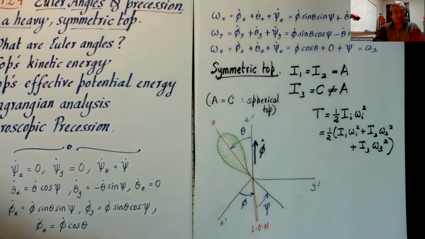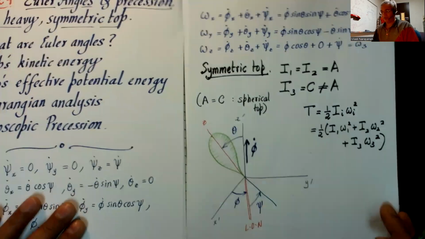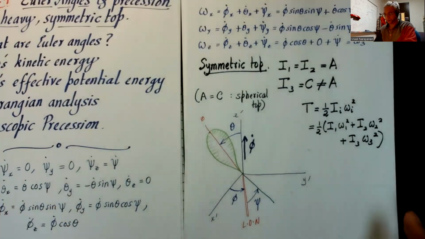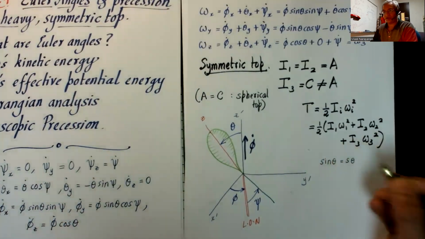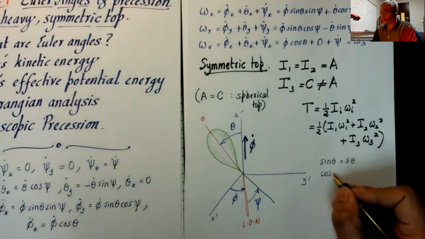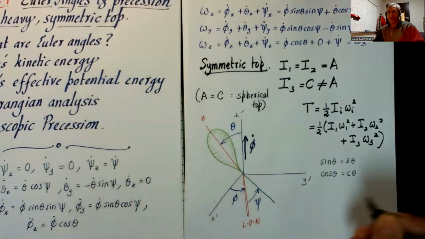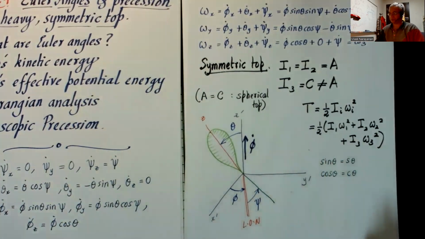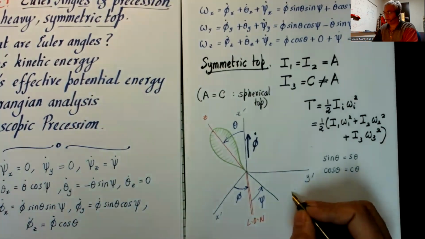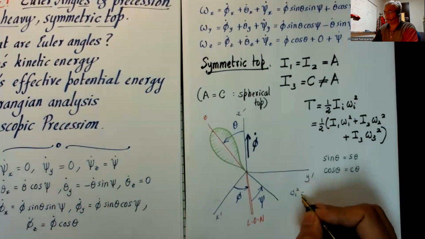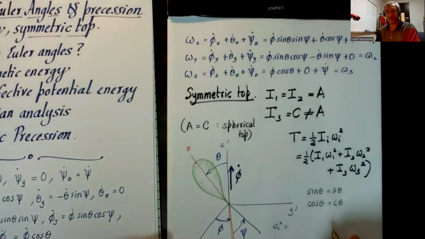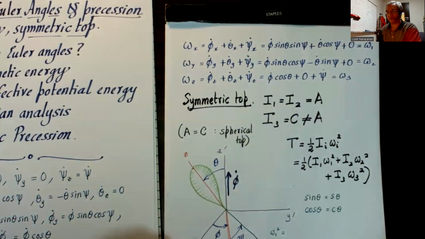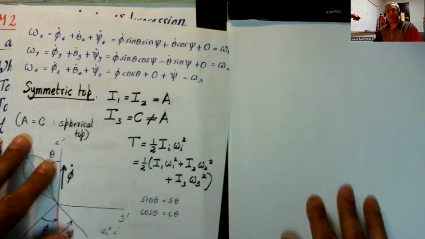Now, to make things a little bit easier on ourselves and for writing's sake, I'm going to write sine theta as s theta, cosine theta as c theta, and similarly for the other angles. So let's see what we can do with this. Omega 1 squared. So I have the expressions over there. Let me move it to this side so you can see a little bit better.